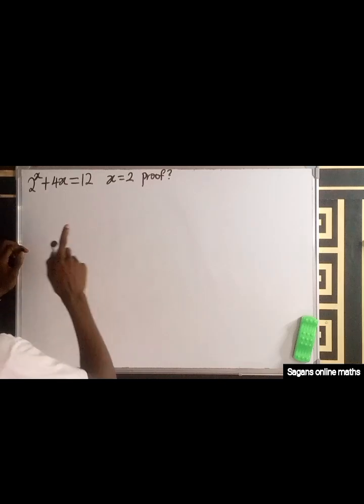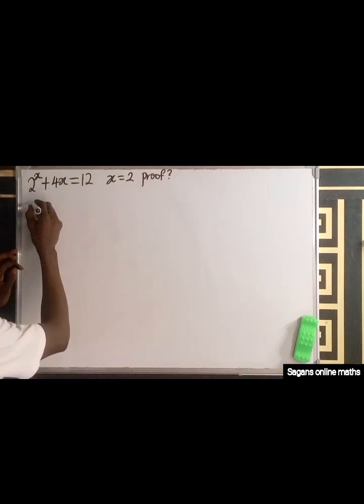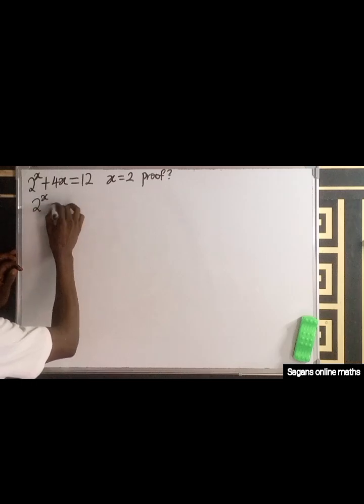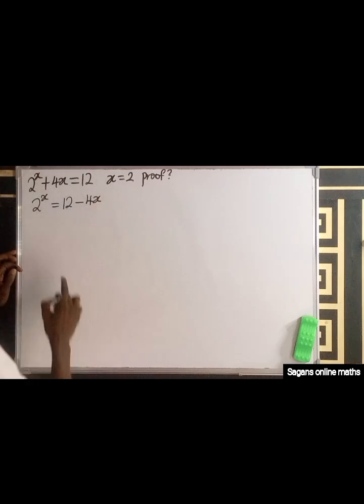Now our first step, what we're going to do is subtract 4x from both sides of the equation. If we do that, 2 raised to the power of x is equal to 12 minus 4x, because we subtracted 4x from both sides of the equation.